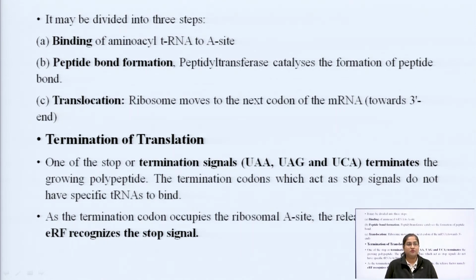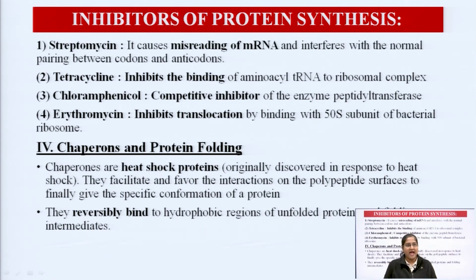A termination codon, which acts as a stop signal, does not have a specific tRNA to bind with it. So as soon as the growing polypeptide chain reaches a sequence like UAA, UAG or UGA, it terminates the process and we have our full grown polypeptide chain. That means we have our protein synthesized then and there only. As the termination codon occupies the ribosomal A site, the release factor, namely eRF, recognizes the stop signal and it finally stops the process.